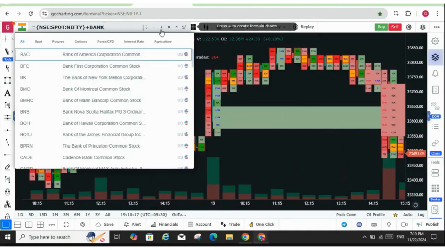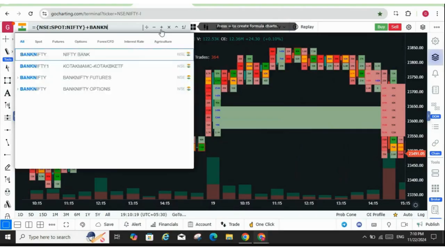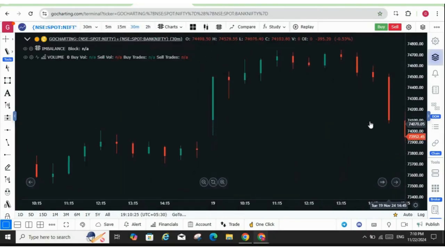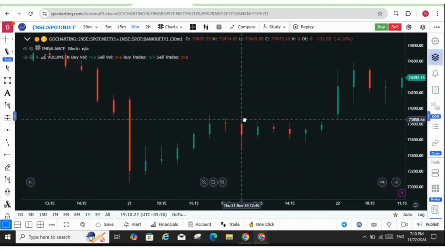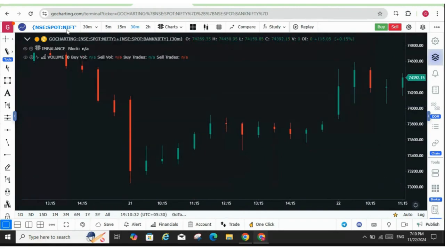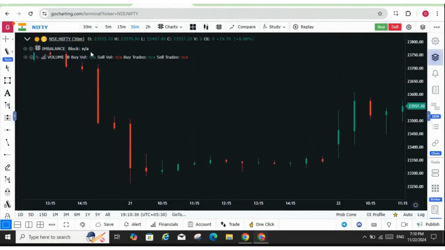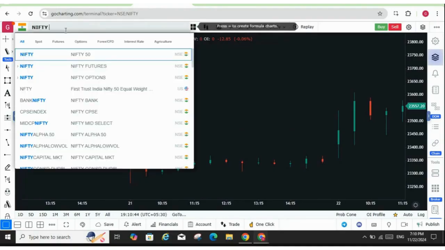Then I will add Bank Nifty. So this is our formula, and if I press enter, we'll get the Nifty plus Bank Nifty formula chart. In this way you can create multiple kinds of permutations and combinations. I will add Nifty as of now. So the key is to press equals to create formula charts. Now let me add the Nifty futures chart again.